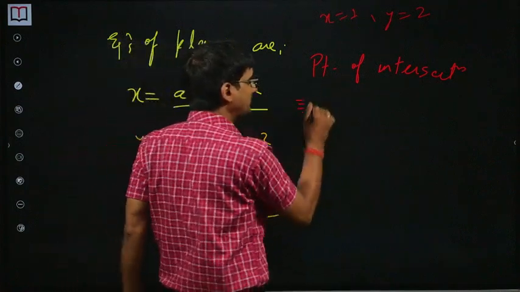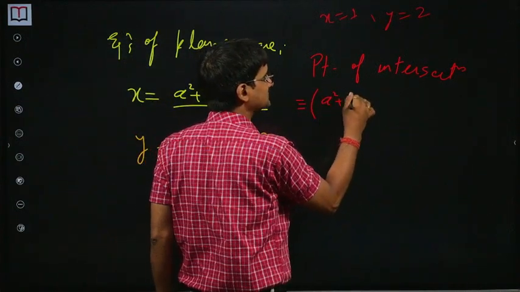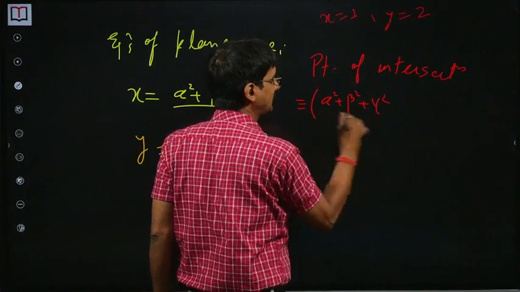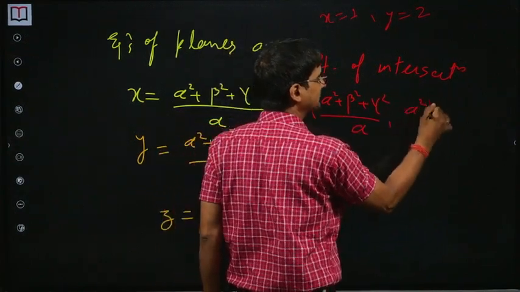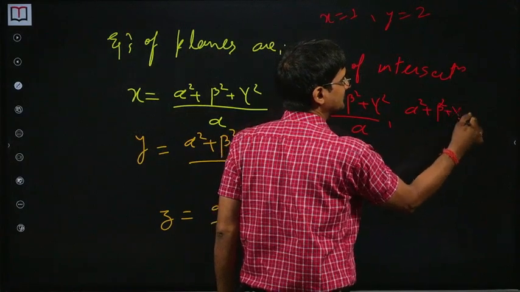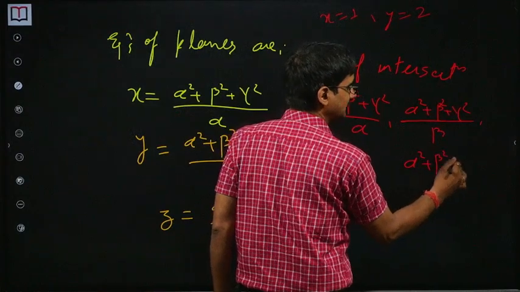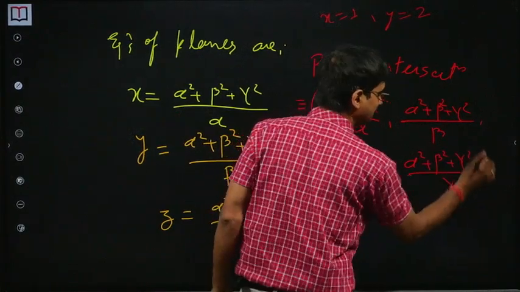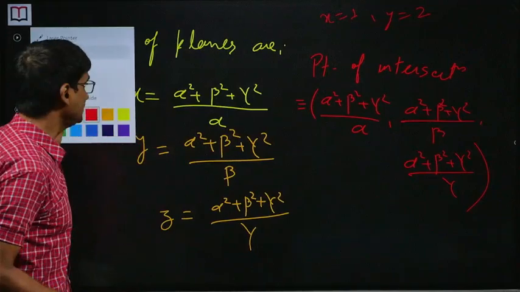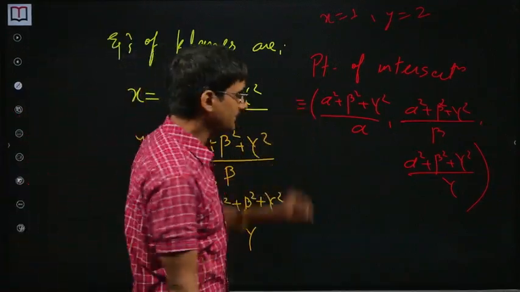Similarly, the point of intersection will be alpha square plus beta square plus gamma square by alpha. Likewise, the y coordinate will be this, and then the z coordinate will be this. I think all of you agree, isn't that so? Now we have to find the locus of this point of intersection.